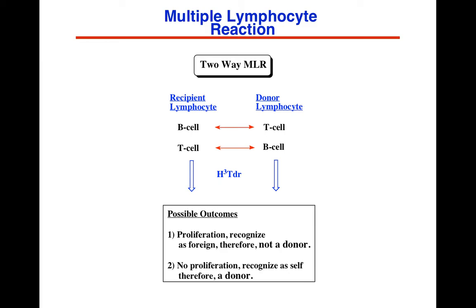So if there's proliferation and they recognize each other as foreign, so if I mix cells from two individuals, the T cells will interact with the B cells from the other one and vice versa. As a consequence, they'll recognize those MHC2s. The proliferation means that they recognize them as foreign, and therefore it's not going to be a good donor.